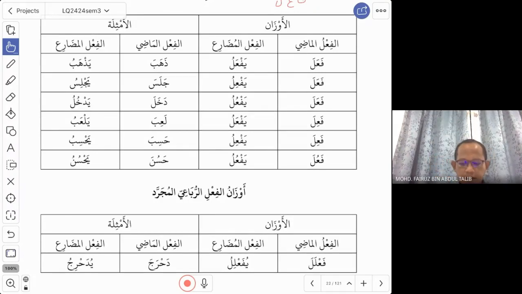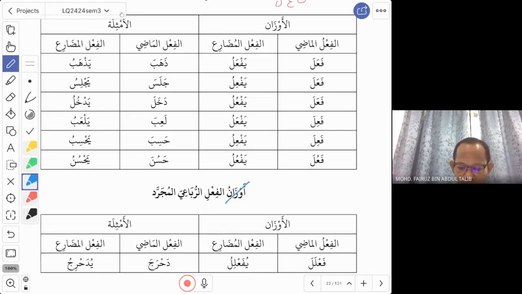Okay, now we look at awzanul fi'li ar-rubai al-mujarrad, or better to say waznu, because it is only one.